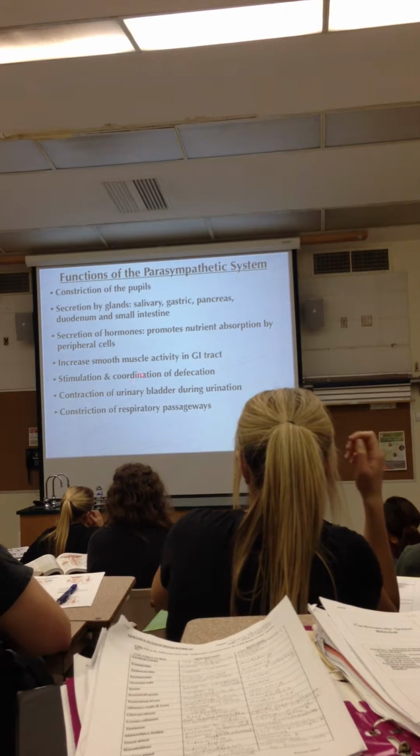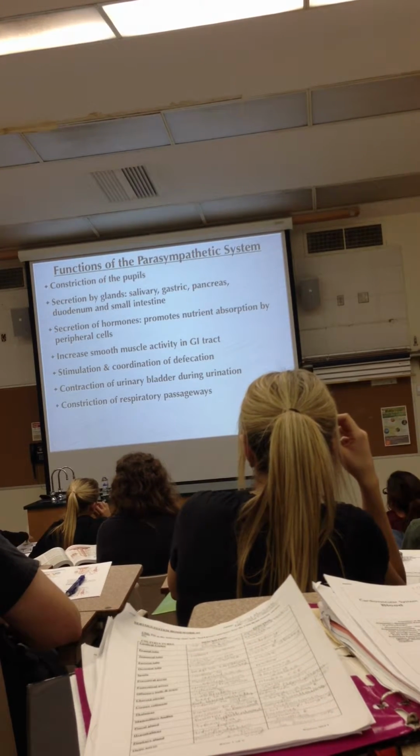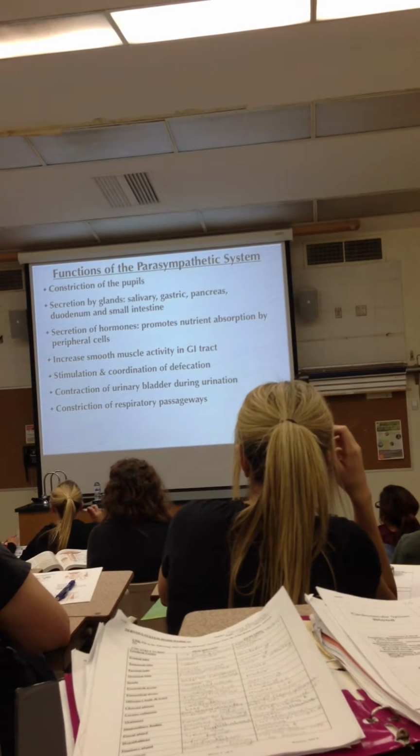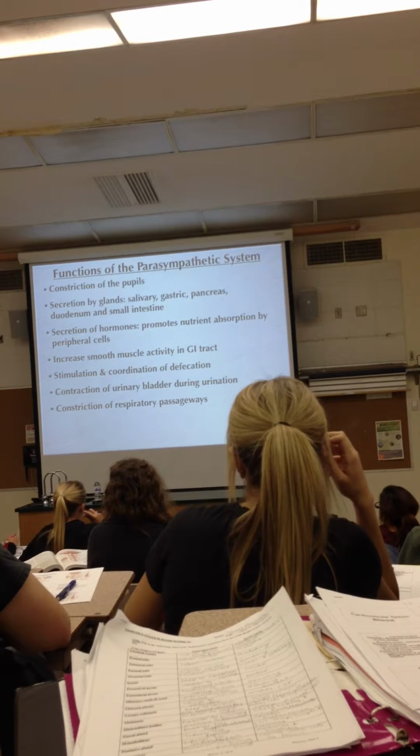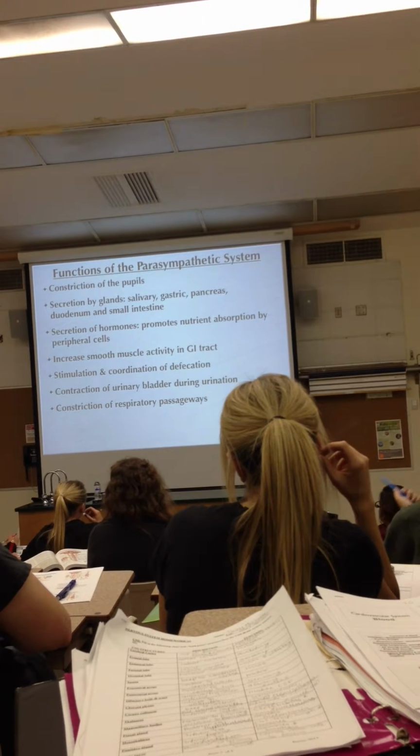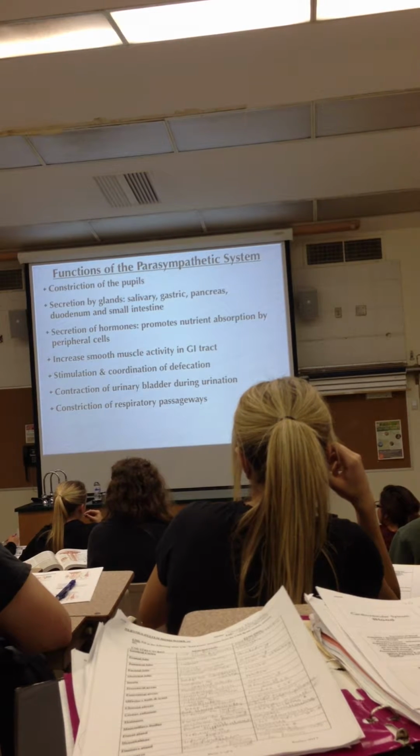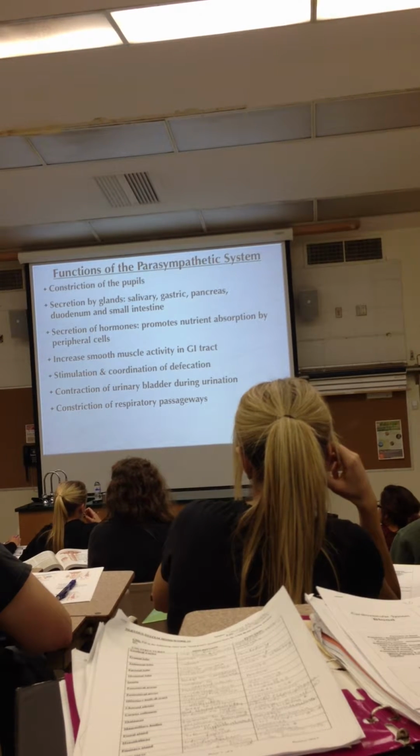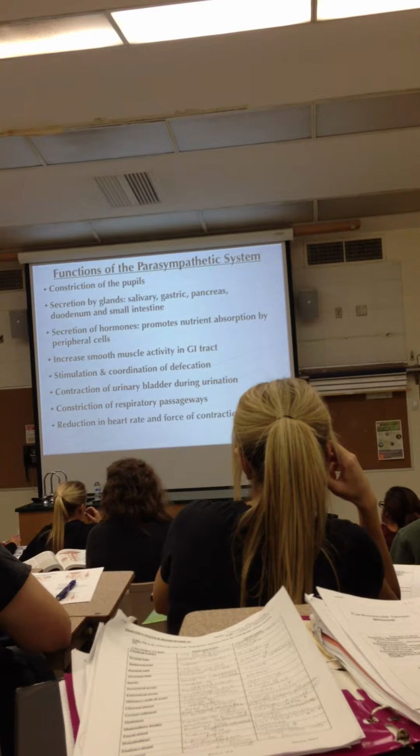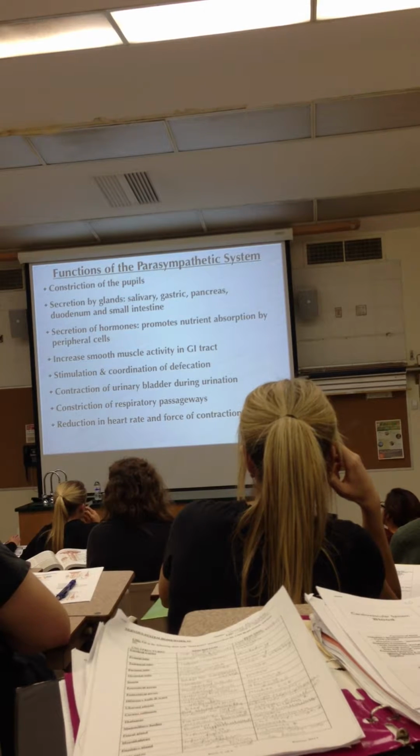Defecation, bladder, basically urination. You tend to see some constriction of respiratory pathways here. So not so much the bronchi, more the peripheral bronchioles are going to start constricting a little bit. Heart rate reduces, force of contraction reduces. Okay, so you're calming down.